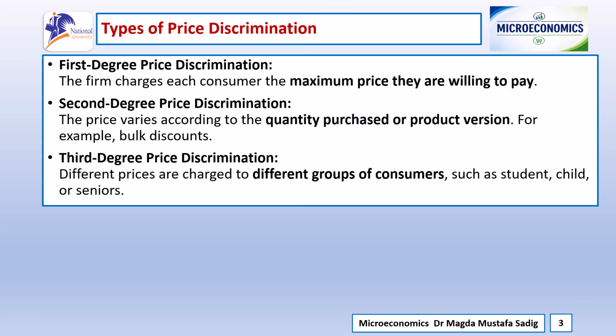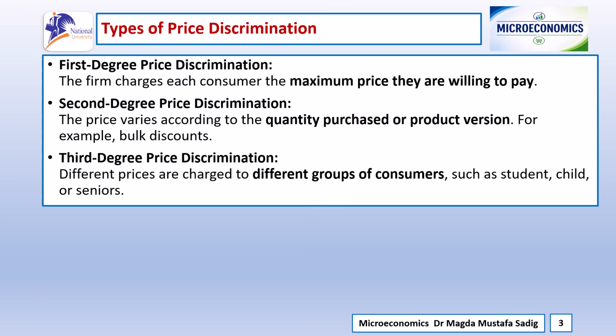Suppose consumer A is willing to pay a higher price for a product than consumer B. Under first degree price discrimination, the firm attempts to charge consumer A the maximum amount that consumer A is willing to pay, while charging consumer B a different price based on consumer B's maximum willingness to pay. Therefore, the price may vary from one consumer to another. The central concept here is each consumer is charged according to his or her maximum willingness to pay.